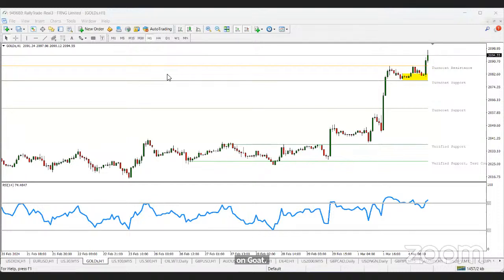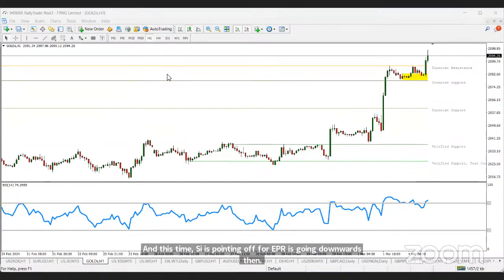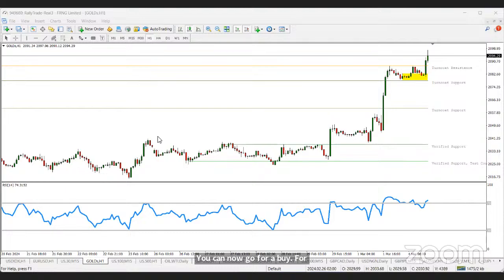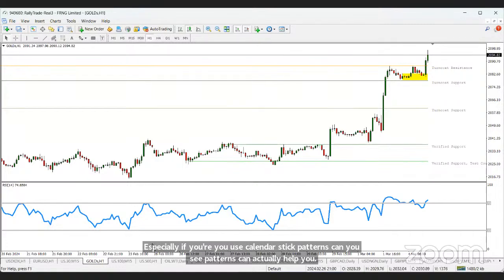You understand? Where you buy on divergence is where your RSI is pointing upwards, even if price is going downwards. Then you can go for a buy from the nearest support, especially if you use candlestick patterns. Candlestick patterns can actually help you determine where to enter, right?